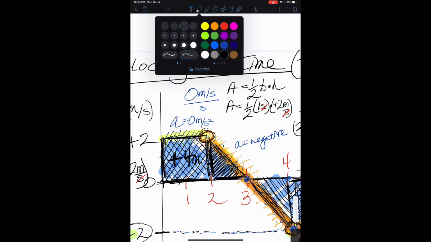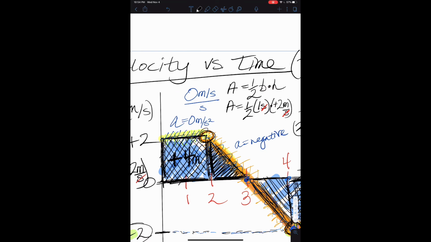What happens to the numbers? 1/2 times 1 is just a half. 1/2 times 2 is just 1. So if that doesn't make sense to you, you can plug it in your calculator real quick. But that's just going to be 1 meter. So the area of this triangle right there is going to be positive 1 meter.